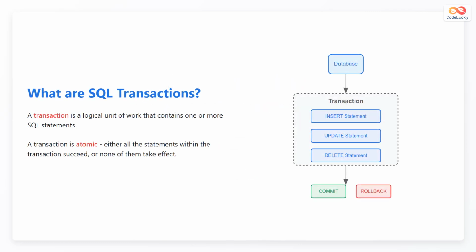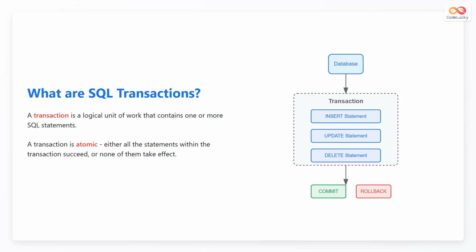A transaction is a logical unit of work that contains one or more SQL statements. A transaction is atomic, meaning either all the statements within the transaction succeed, or none of them take effect. Imagine it as an all-or-nothing deal for your database operations.